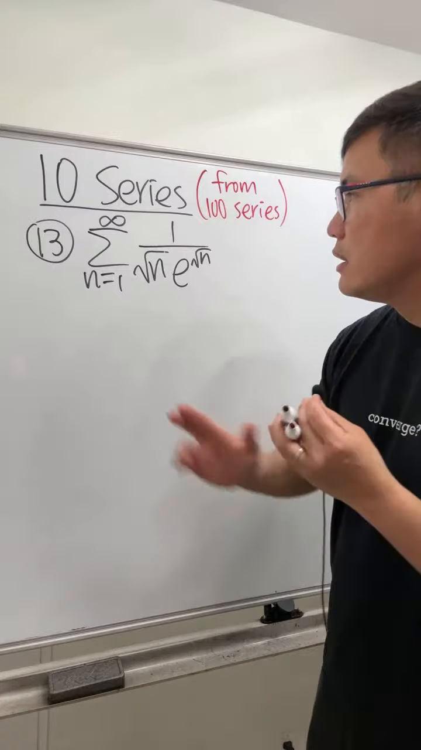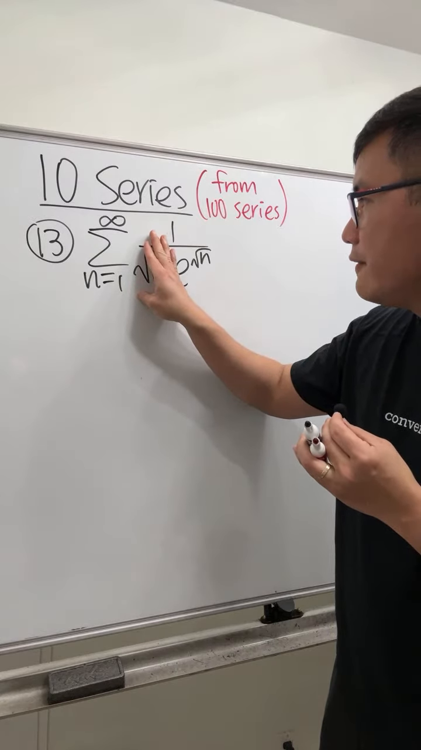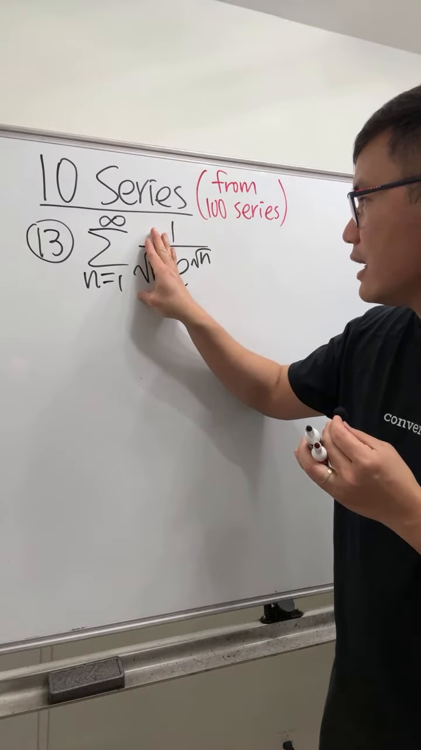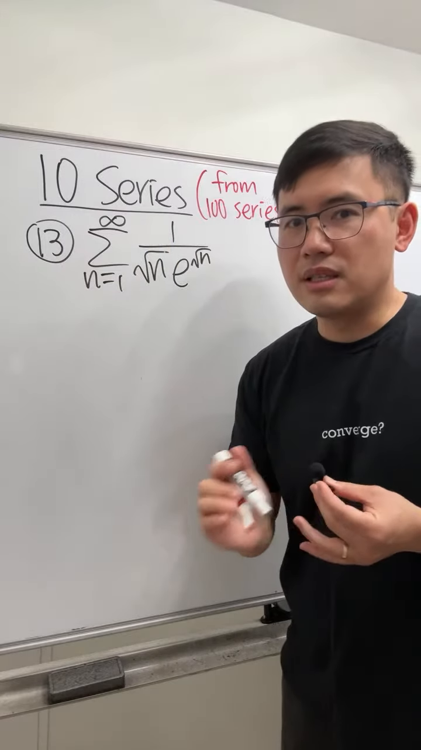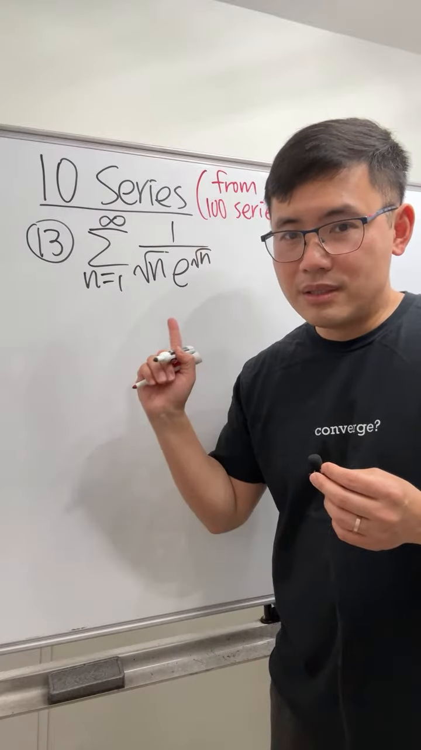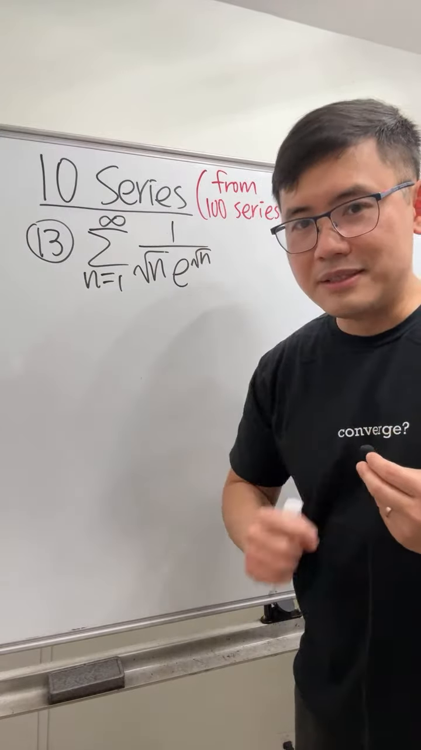By the way, if we don't have the square root of n, in fact, you cannot use the ratio test. The ratio test will give you L equals 1. So that's inconclusive. But for this right here, and yes, this is a live stream.